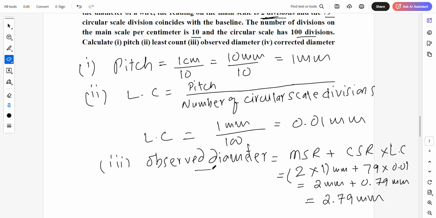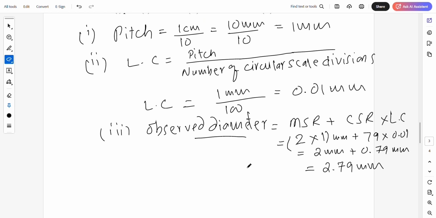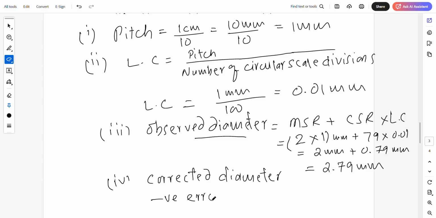Hope you have understood. This is the observed diameter without any correction. Now we have to calculate the corrected diameter. To calculate that, what is given? Negative zero error. Negative error is given. That is minus 7 into 0.01, that is equal to minus 0.07 mm.